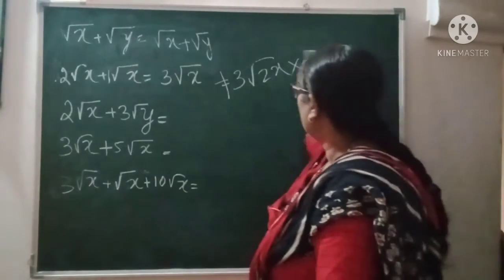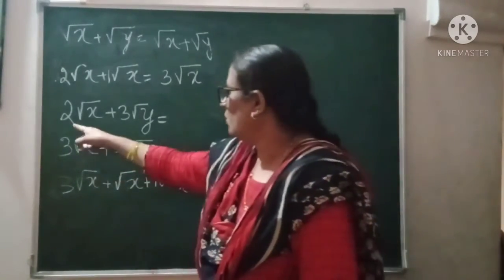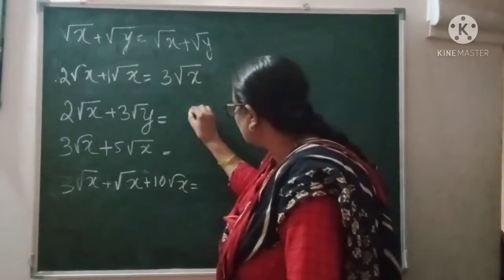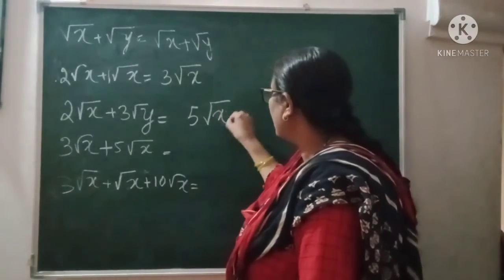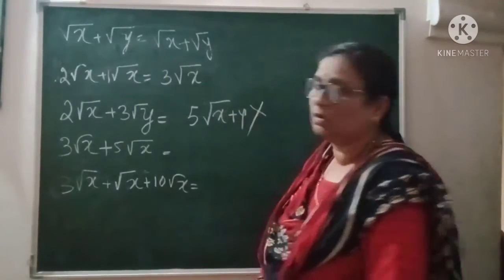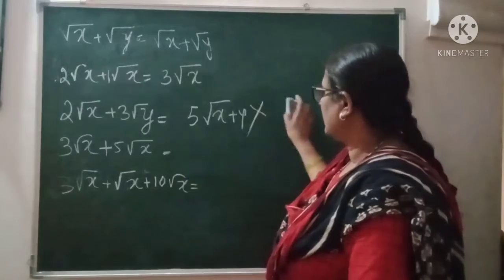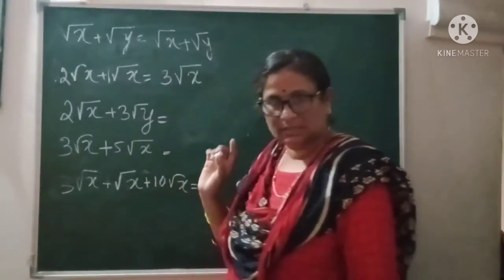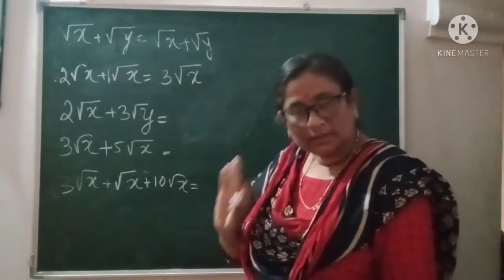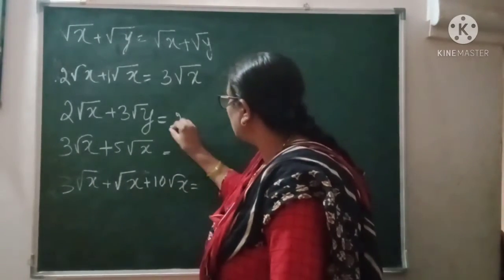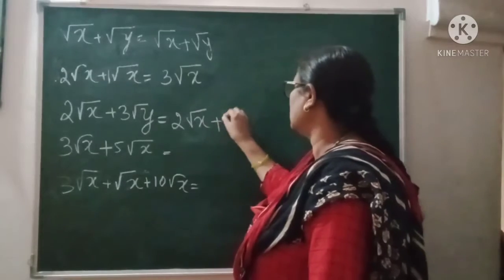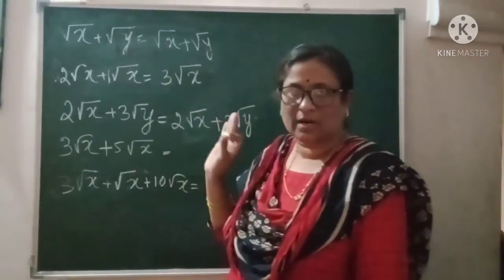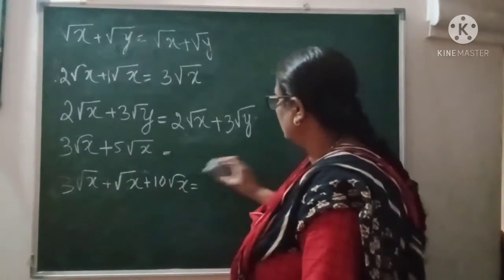So now let me proceed with the next one. Here 2 root x plus 3 root y. What mistake do you people make? Some students write it like this: 5 root of x plus y, which is wrong. Here once again it is similar to the previous one. These are unlike surds. We cannot add. The answer of this one is 2 root x plus 3 root y. We cannot simplify this one. We can stop here. Understood? Okay, now proceeding to the next one.